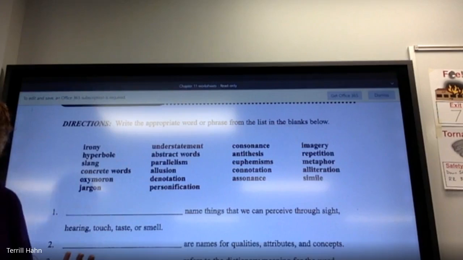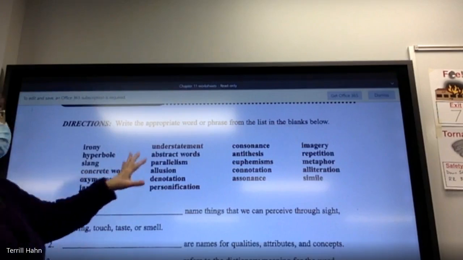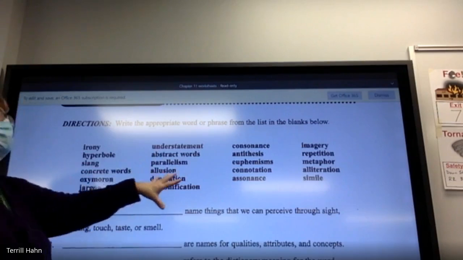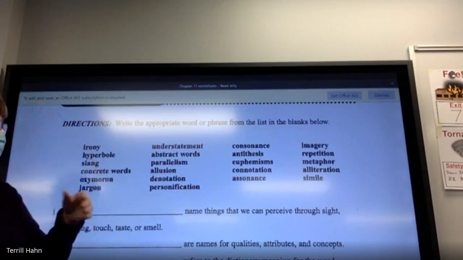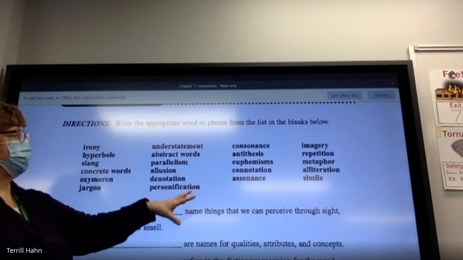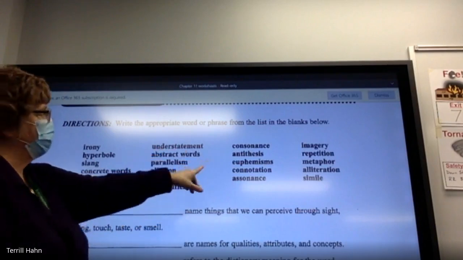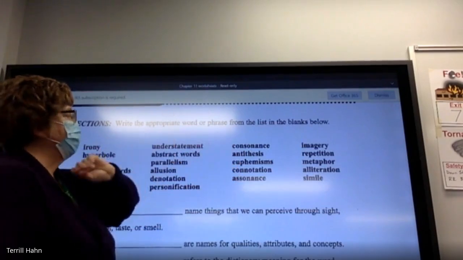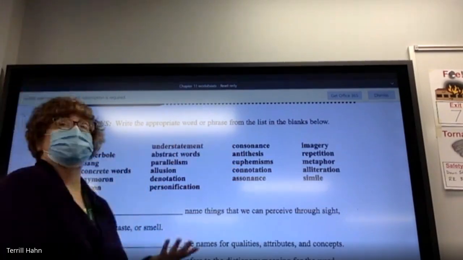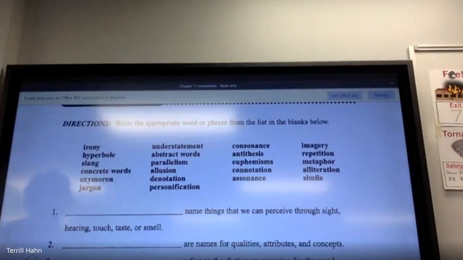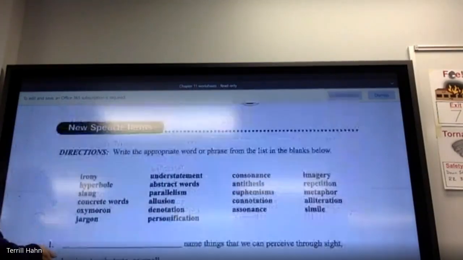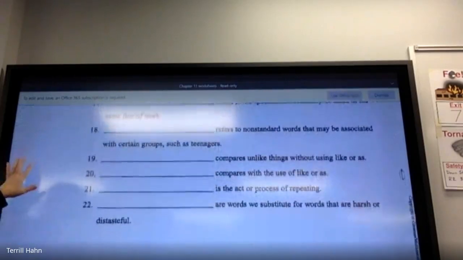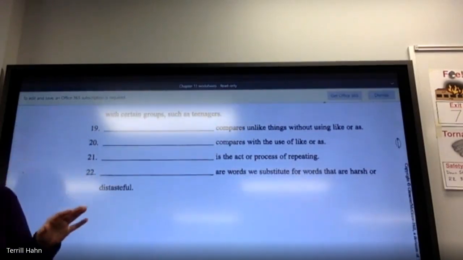Understatement, that's understating something. Exaggerating is the opposite of understating. Abstract words, parallelism, when we have similar phrasing of words. Allusions, when we make references to something. Denotation, personification, consonants, antithesis, euphemisms, connotations, assonance, imagery, repetition, metaphor, alliteration, and simile. You're going to use those words for 1 through, here you're going to skip that, 1 through 22, okay?